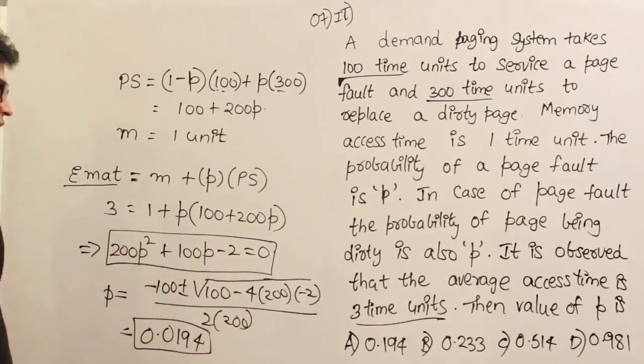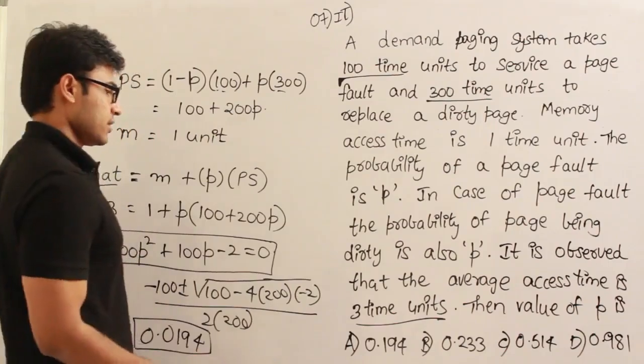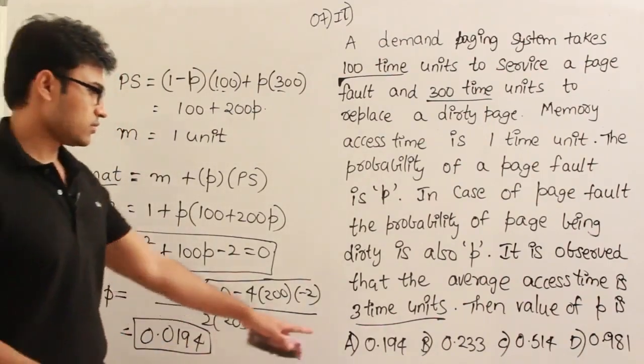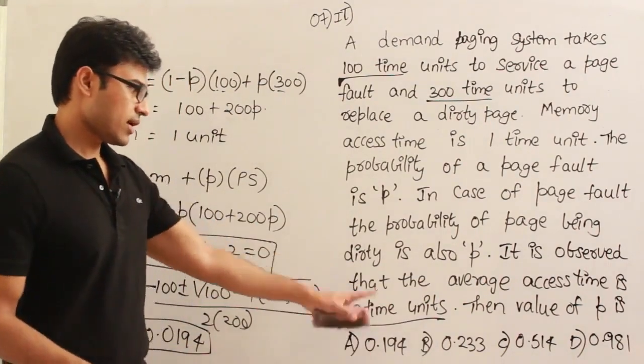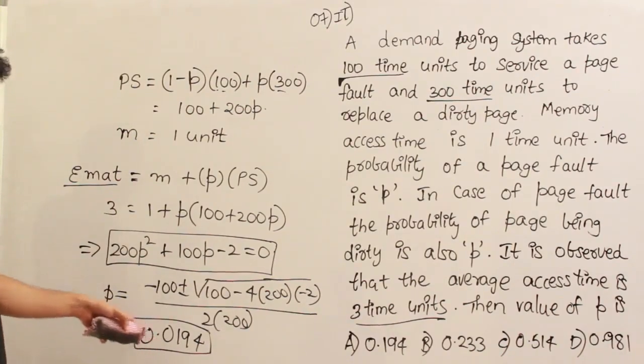This is the answer, but here the option is not given. Option is given as 0.194, right? I mean the option is not there in this question, right? So I think they might have missed out 0.0 here. So all the options have to be added 0, and without that it is not possible. I'll tell you why this answer is right.